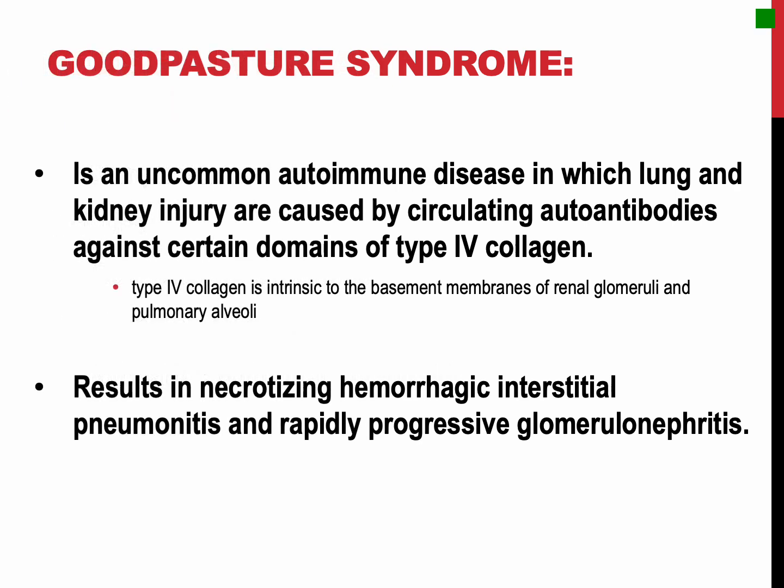Goodpasture syndrome is an uncommon autoimmune disease in which the lung and kidney injury are caused by circulating autoantibodies. Those autoantibodies are against certain domains of type 4 collagen, which are intrinsic to the basement membranes of the renal glomeruli and pulmonary alveoli. The antibodies trigger destruction and inflammation of the basement membranes in the pulmonary alveoli and the renal glomeruli, giving rise to necrotizing hemorrhagic interstitial pneumonitis and rapidly progressive glomerulonephritis.